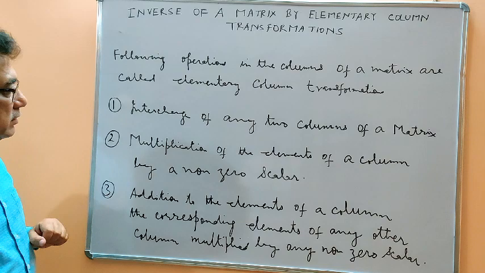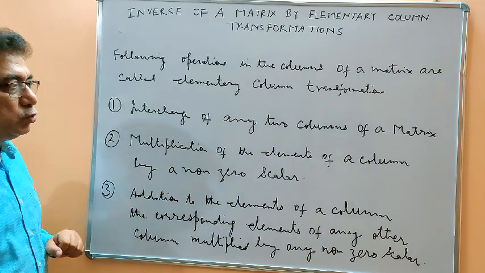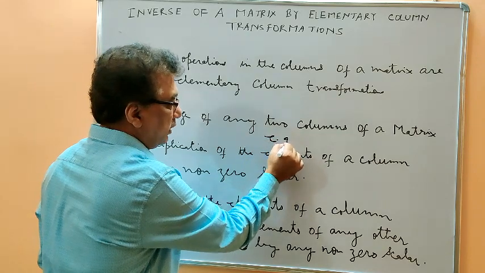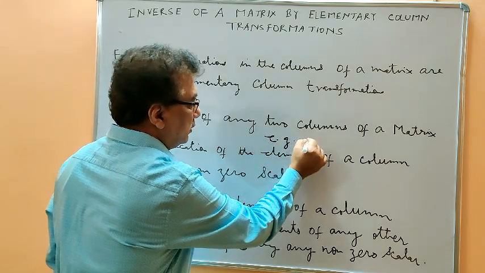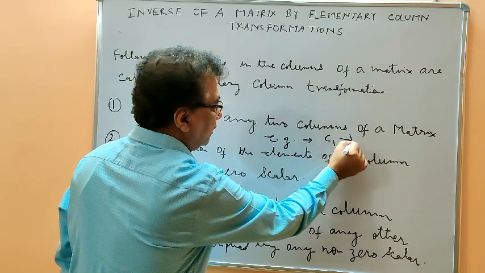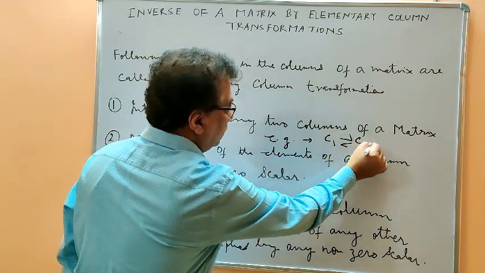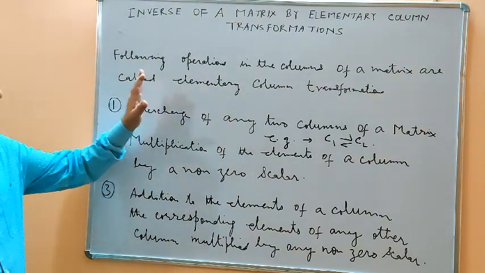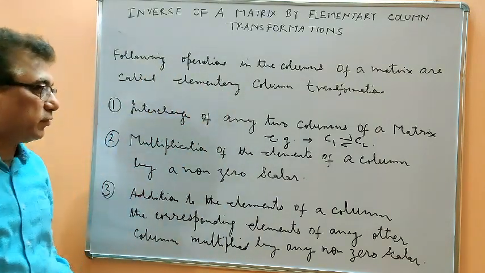So the first one is interchange of any two columns of a matrix. So for example, suppose I want to mention here, this may be like this: column 1 interchange with column 2. So this type of operation is the first type of elementary column transformation.